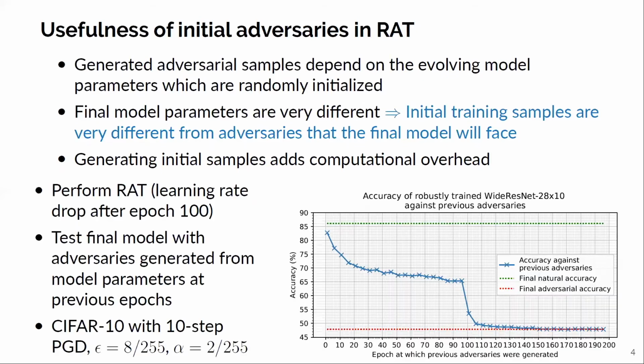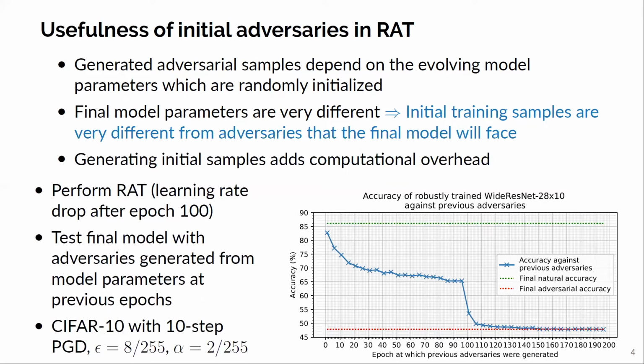We can verify the usefulness of the initial adversarial samples through a simple experiment. We're going to perform regular adversarial training on a wide ResNet with the CIFAR-10 dataset, and we are also going to save the model's parameters every 5 epochs. Next, we test the final model with adversaries generated using the model's parameters from previous epochs.